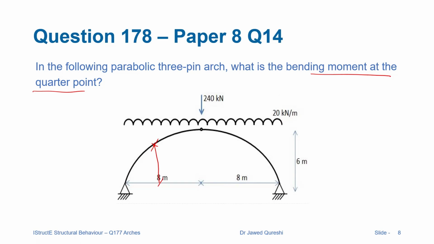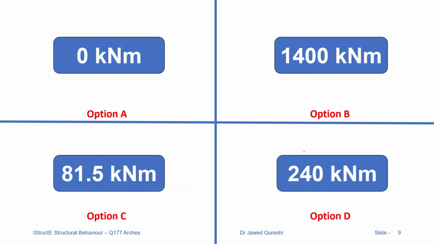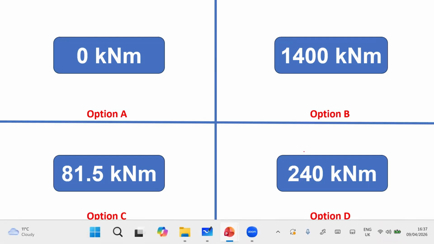So let us see what options do we have. First, 0 kilonewton meter, second 1400 kilonewton meter, third 81.5 kilonewton meter, and fourth is 240 kilonewton meter. What option is correct? Pause this video now and solve this question and write the answer in comments. Let us see how we can solve this question.